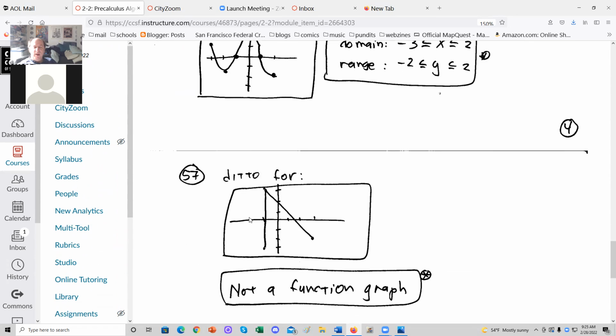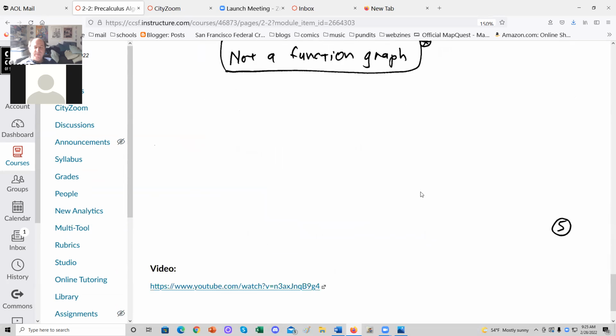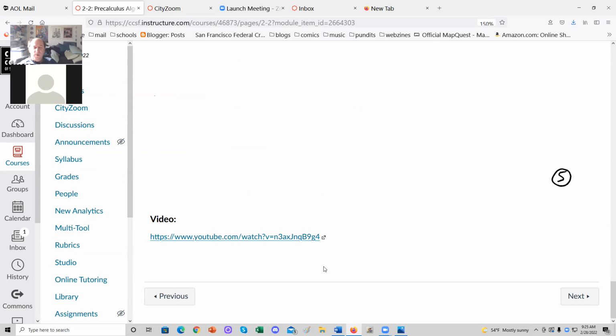Here we have this thing, it goes whoop, whoop. Not a function graph, because these are all on the same vertical line. Okay, that completes that.